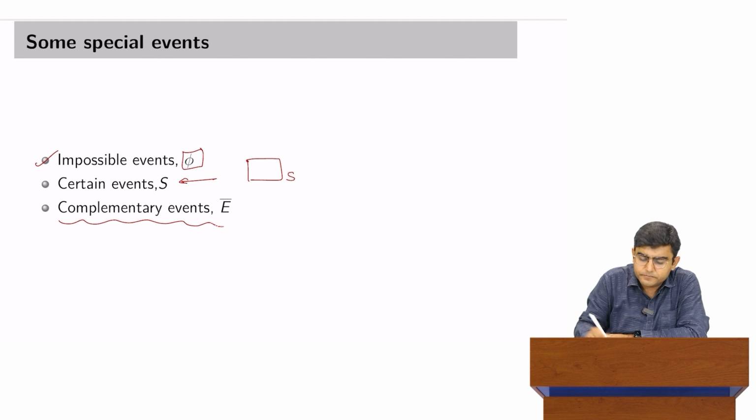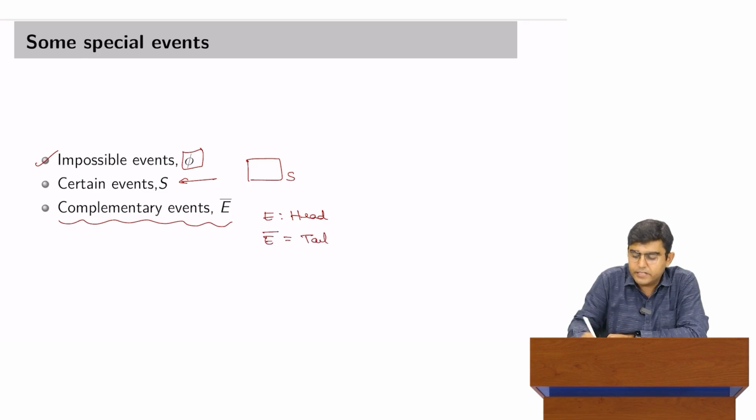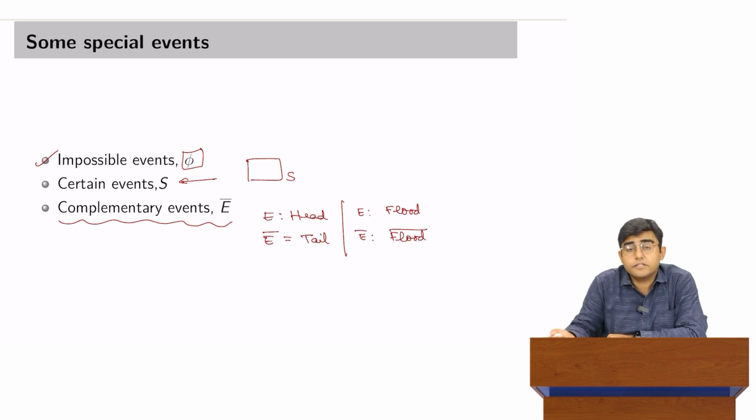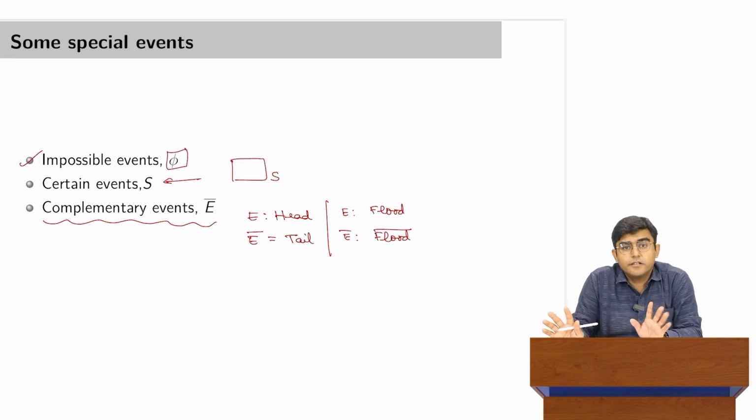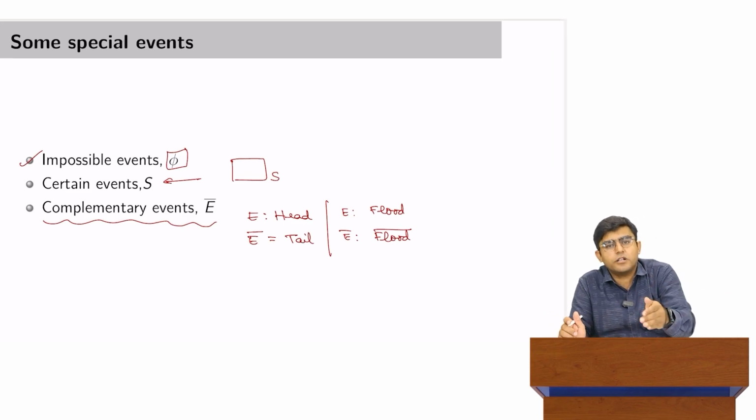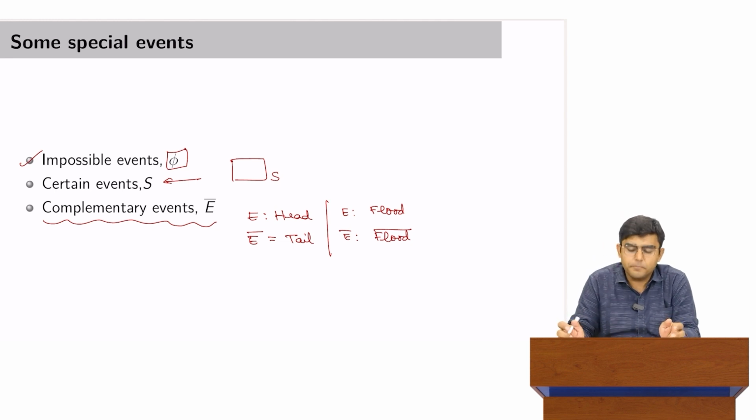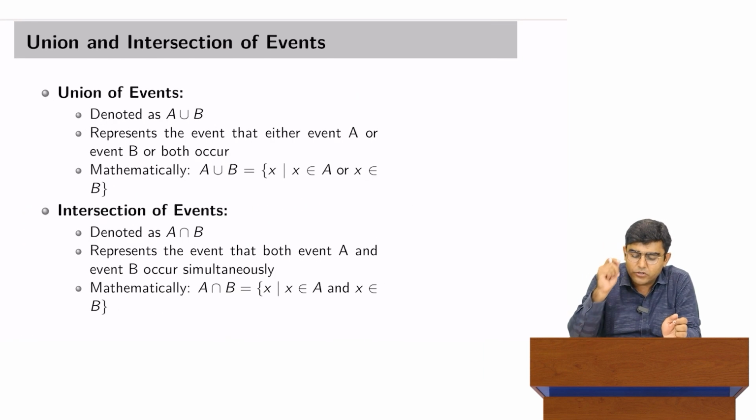Then there is something called complementary events, that is, outside E. For example, if my event E is having head on a coin toss, E complement would be having a tail. If E is flood, E complement would be not having a flood. Not necessarily drought, but at least flood is not there. So anything that is not contained in E becomes the E complement. And this is the notation that we encounter often when we talk about events.